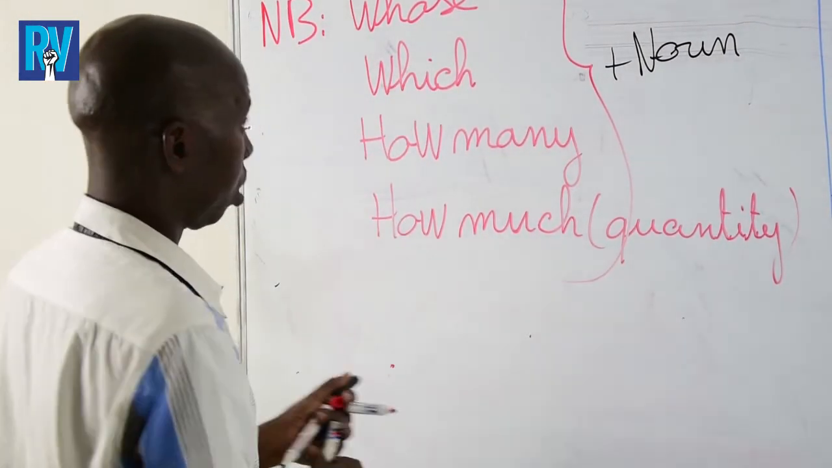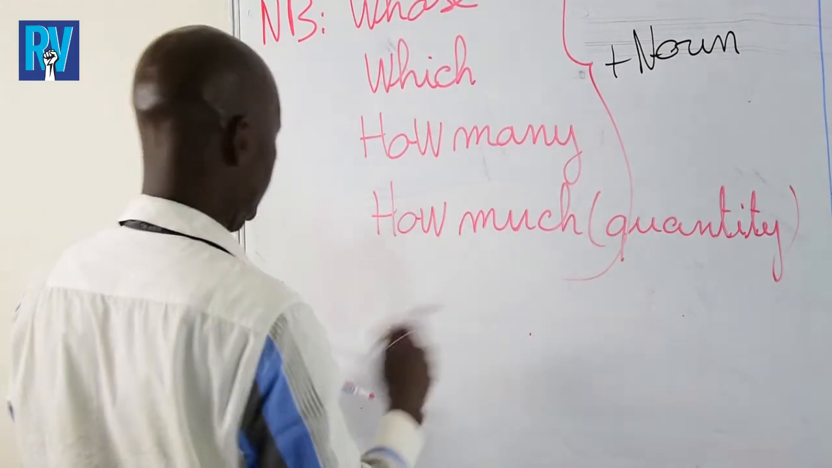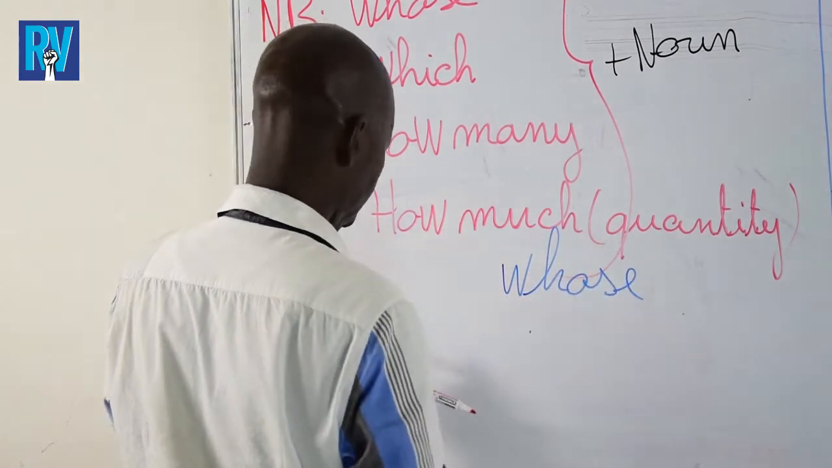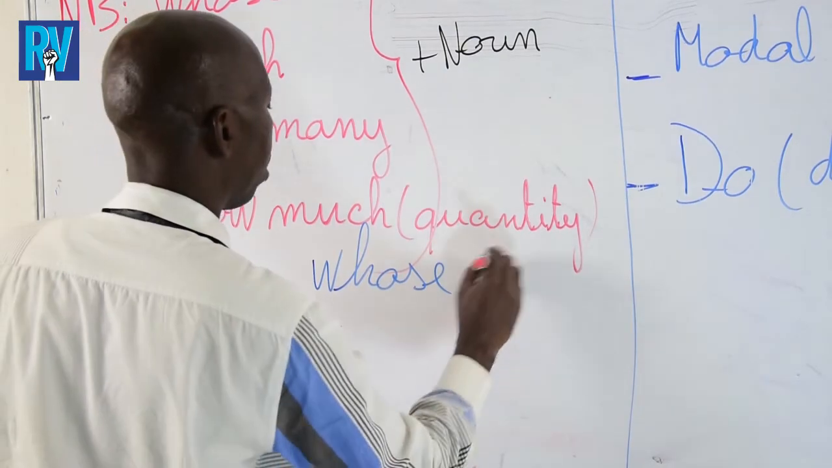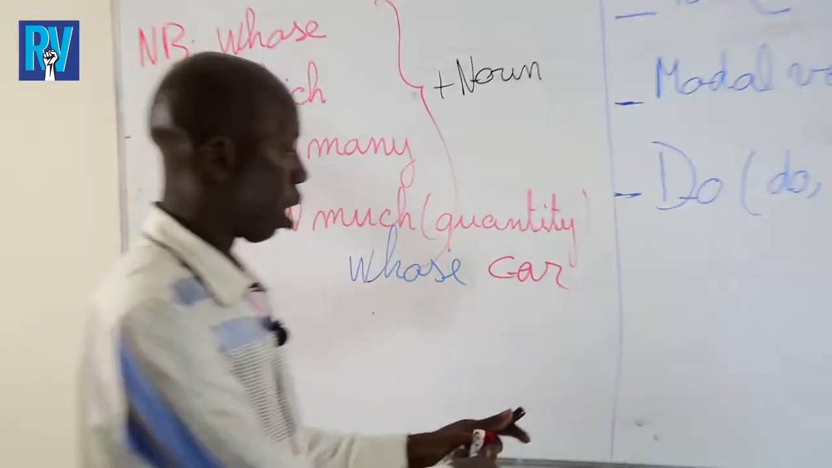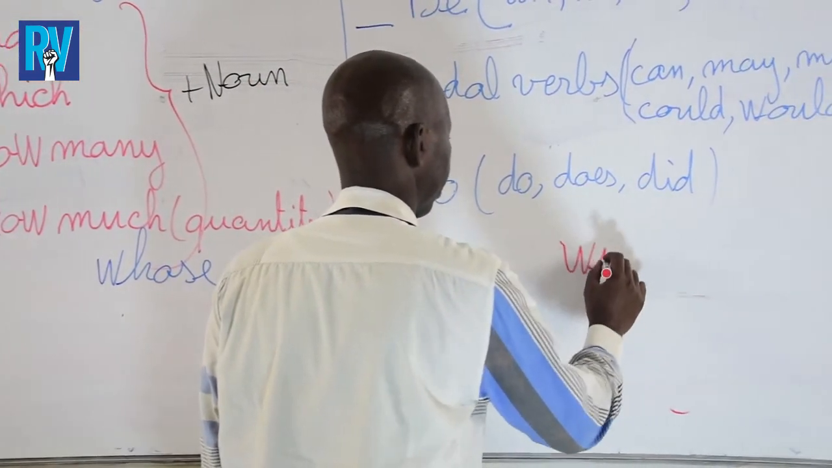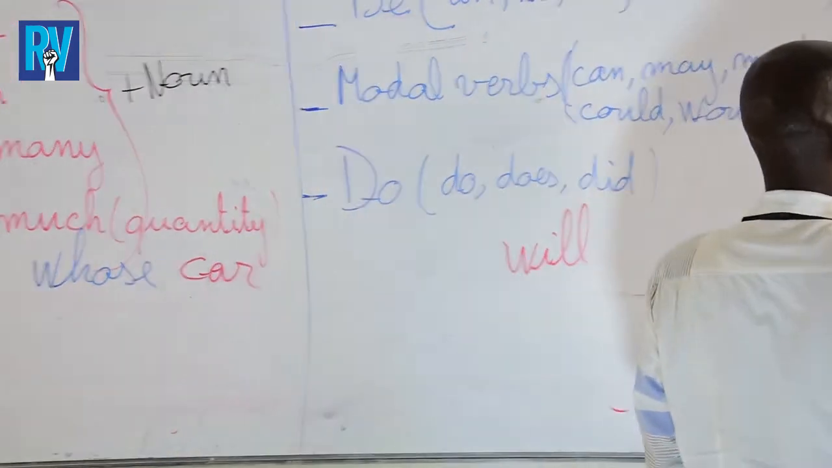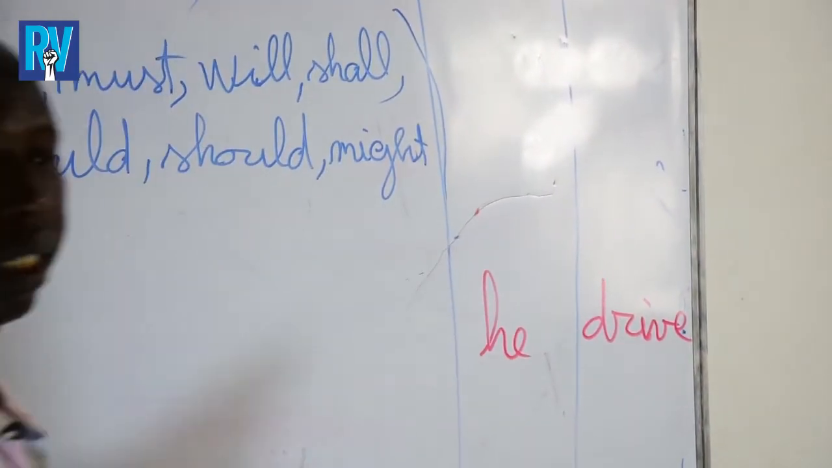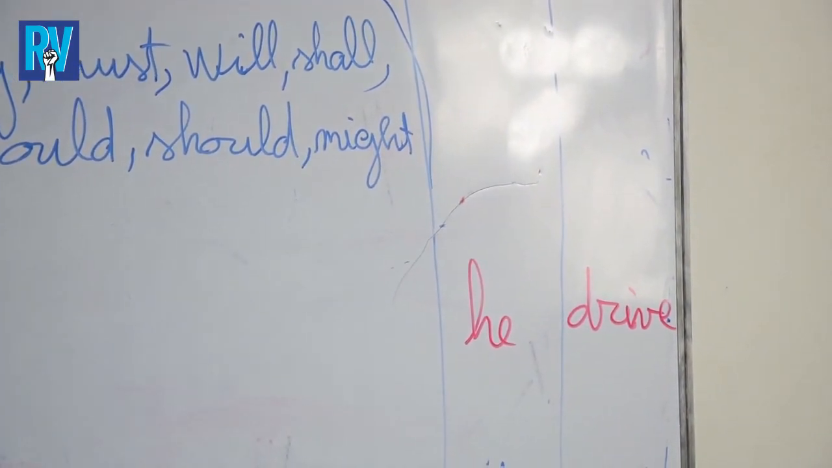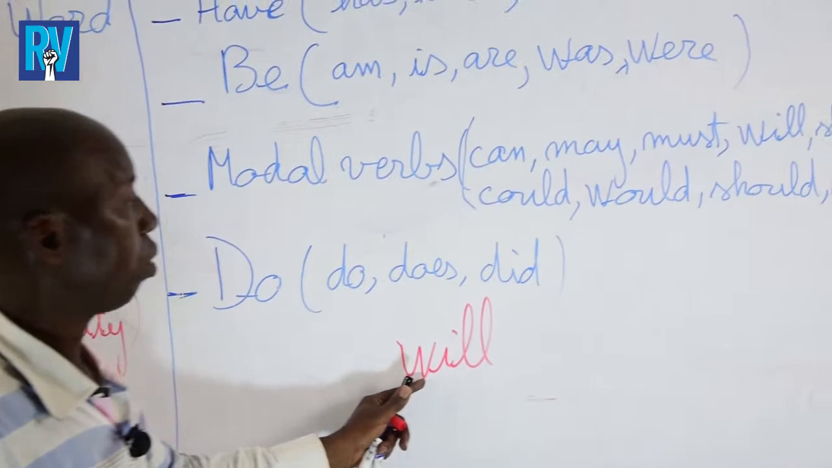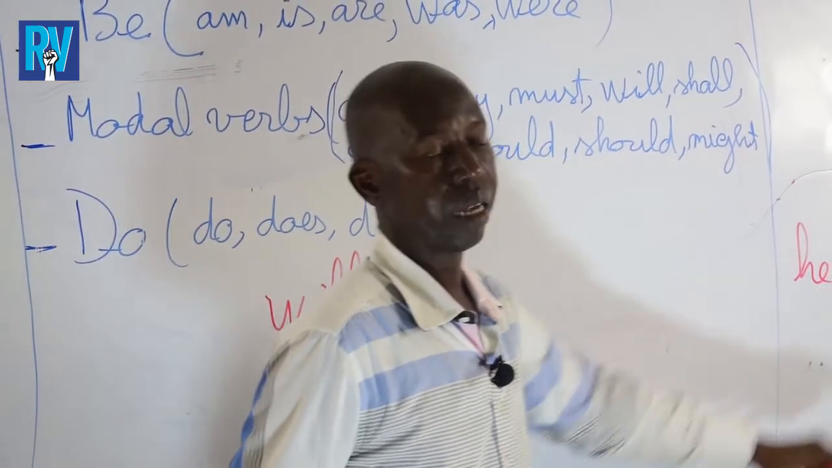Exemple, je peux donner un exemple. Whose car? Whose car? Donc c'est suivi d'un nom. Whose car will he drive? Whose car will he drive? Donc c'est suivi d'un nom. Whose car? On a respecté la règle. Mais après le nom, vous avez vu? Nous avons le modal. Whose car will, sujet he, verb drive.